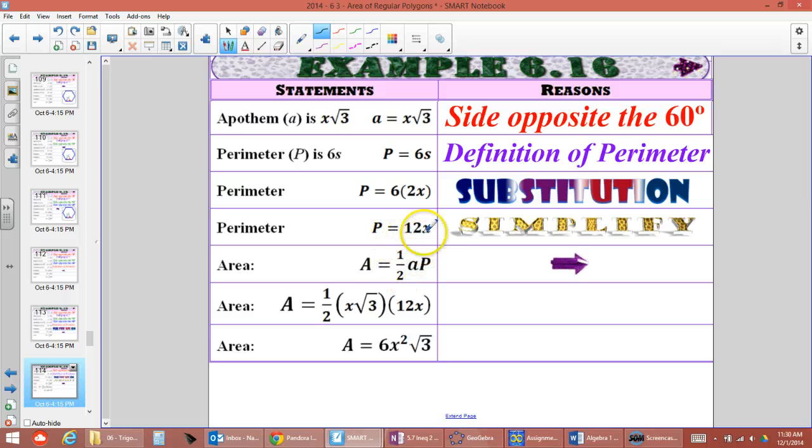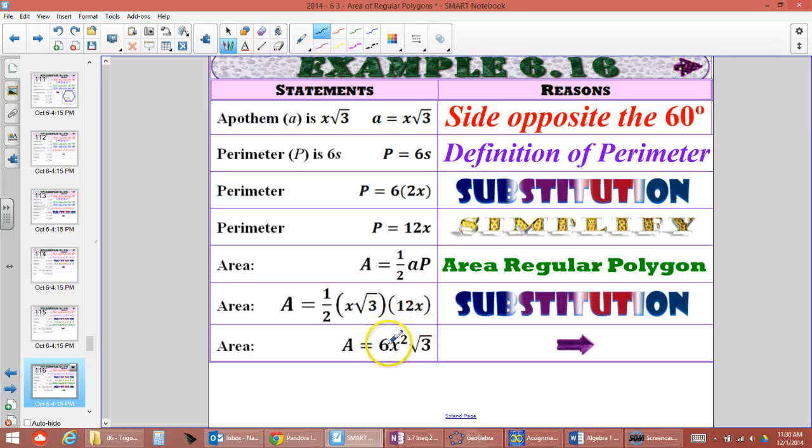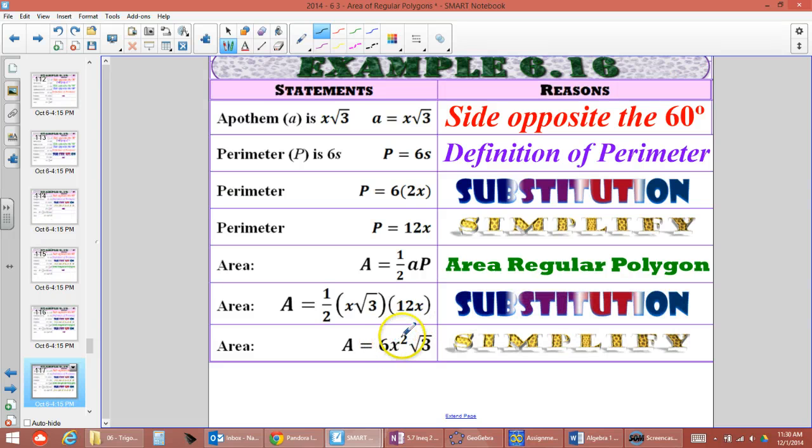So if I take that perimeter information, I plug it into the formula of 1/2 apothem times the perimeter. My perimeter is 12x. My apothem is x root 3. If I multiply all that out, I end up with 6 times x squared root 3.